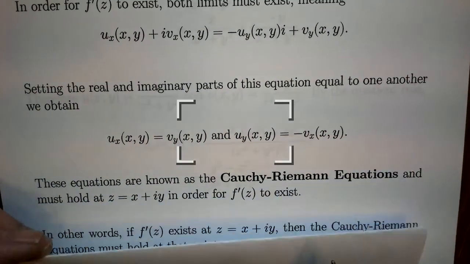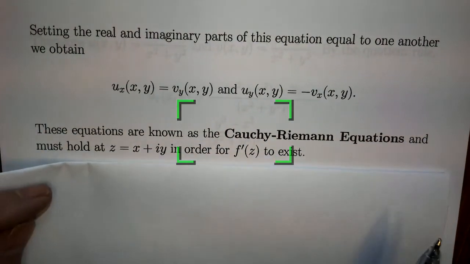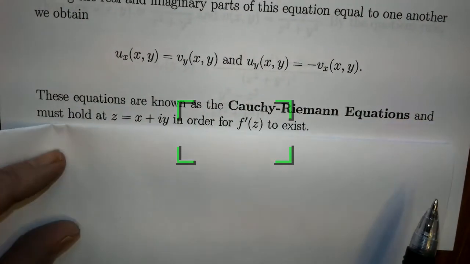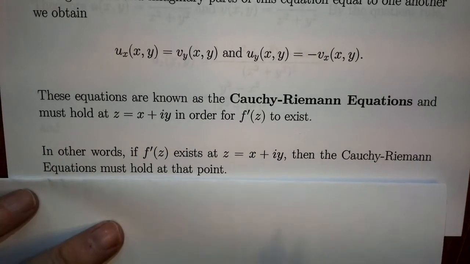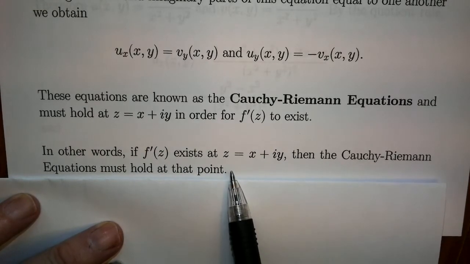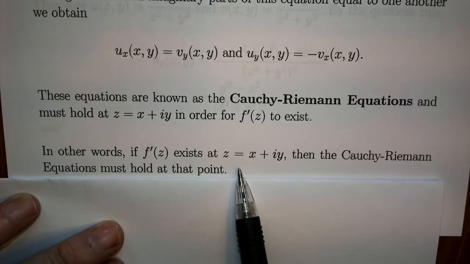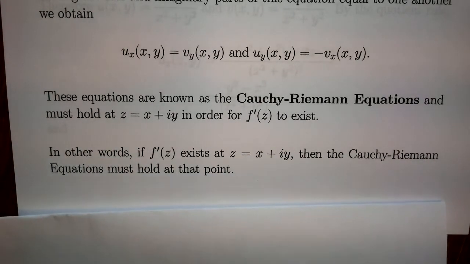And these equations are known as the Cauchy-Riemann equations. And they have to hold in order for f prime of z to exist at a particular point. So in other words, if f prime of z exists at a point, then the Cauchy-Riemann equations must hold at that point. Now the opposite, or what mathematicians call the converse of that statement, in general is false.